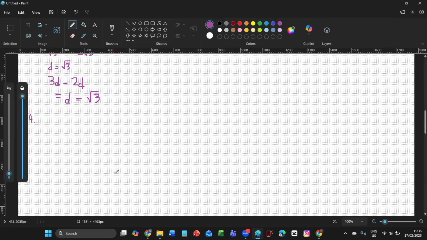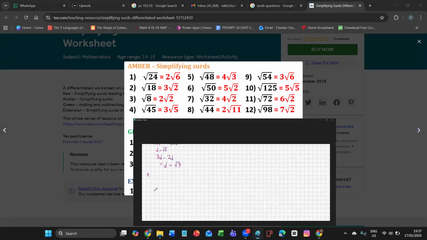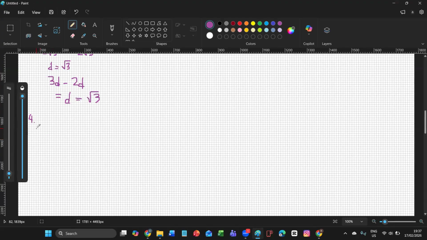So without much ado, let's go to the next one, which is number 4 on our side, but of course it's number 6 here. So that's √48 minus √12. Okay, let's see how that plays out.